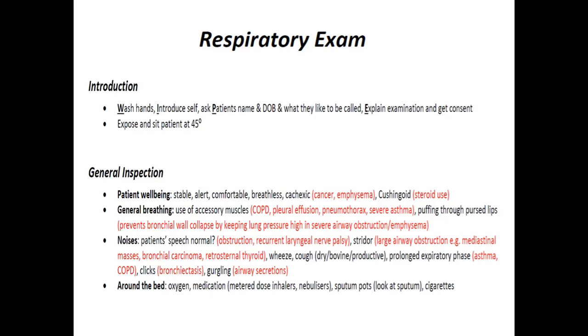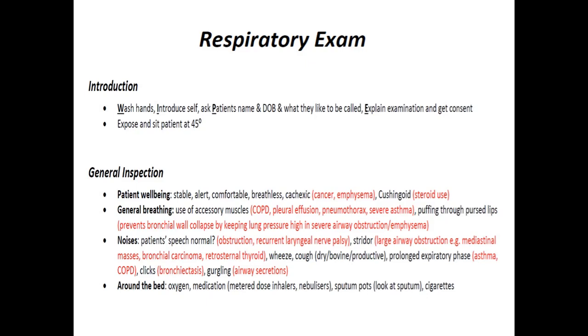General inspection. You will inspect the environment. It is very important to inspect the environment of the patient: if there are any oxygen devices, any BiPAP or CPAP machine, or a machine for nebulization, inhaler, or sputum in the environment surrounding the patient.